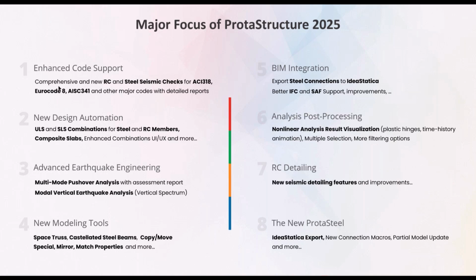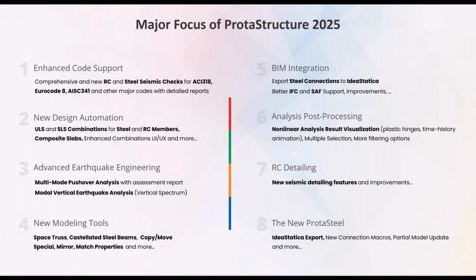So the focus of ProtaStructure 2025 was especially the code support. What we did in this sense was we implemented the ACI, Eurocodes, and AISC seismic checks and other checks with detailed reports, especially reinforced concrete beam, column and shear wall checks. For Eurocode, we are still working to put in more clauses, but we have detailed reports that will give you step-by-step calculations and code references.